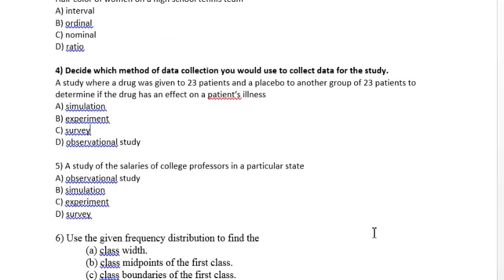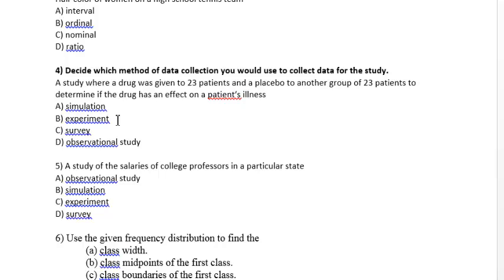Okay, let's look at 4 and 5. We've got, decide which method of data collection you would use to collect the data for your study. Let's discuss the definition of all of these. Simulation is when you use something like a computer to simulate what the results of something would be. For example, if you flipped a coin 1,000 times, what would you get in terms of heads and tails, you could run a computer simulation to pretend it's done 1,000 times and tell you what the results would be.